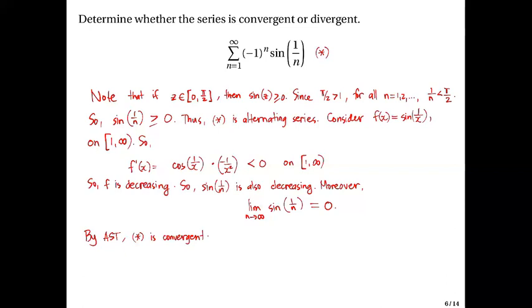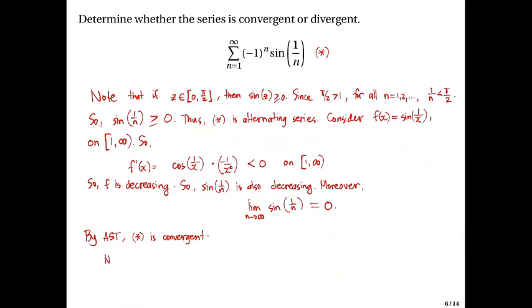Okay, star is convergent. Now, although the instruction here is to determine whether the series is convergent or divergent, let us give more conclusions. Since this is convergent, let us determine whether this series here is absolutely convergent or conditionally convergent.